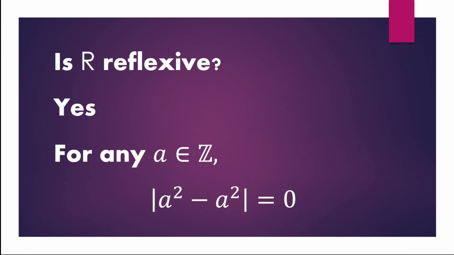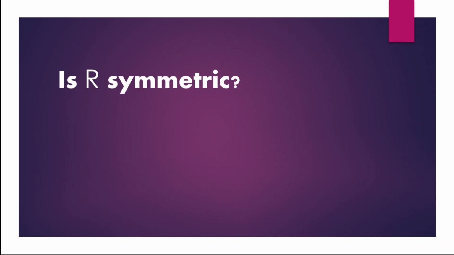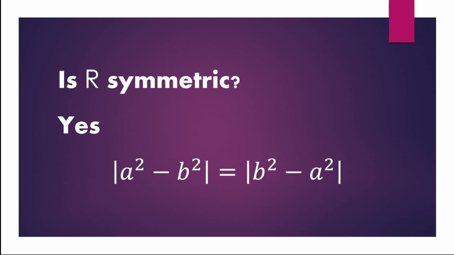Therefore, R is reflexive. Is it symmetric? Again, the answer is yes, because modulus of a square minus b square and modulus of b square minus a square, the distance between two numbers, whatever their order is, is always the same value. So if one of the values is 0, the other one will also be 0, which makes R symmetric. Is it transitive?